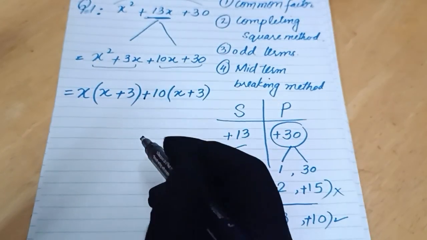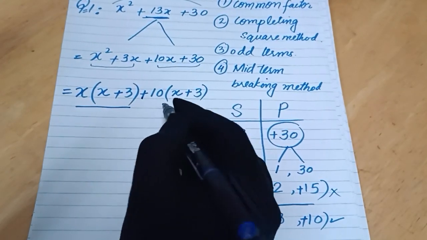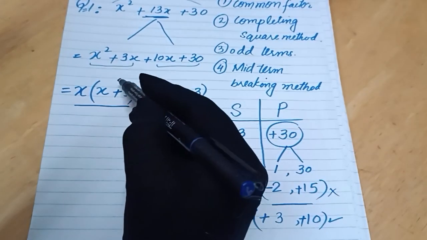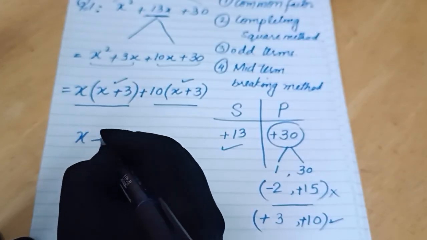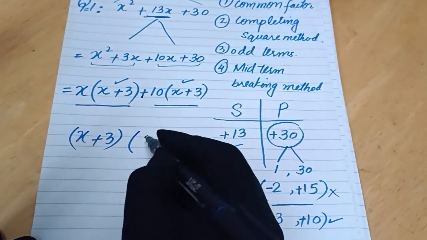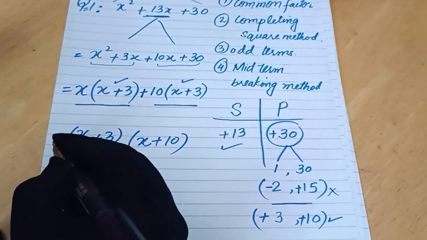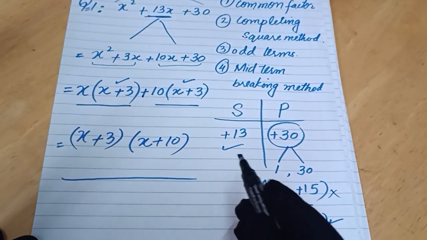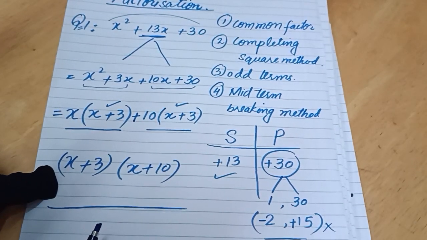Okay. Now 4 terms change to 2 terms, the first term and second term, in which this factor is common. We will take this factor as common. X plus 3 times: first term divided by this gives x, second term divided by this gives plus 10. And this expression is completely factorized with the middle term breaking method.